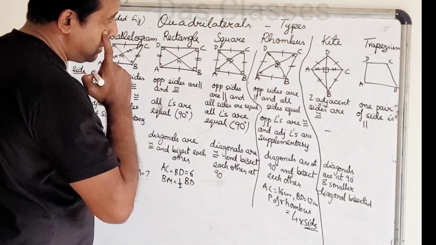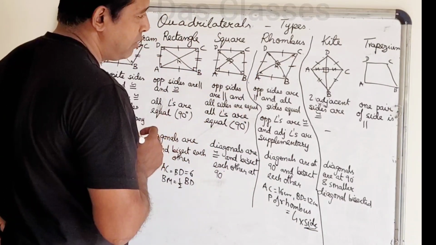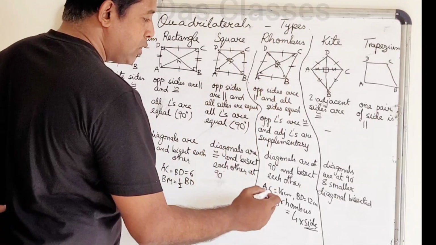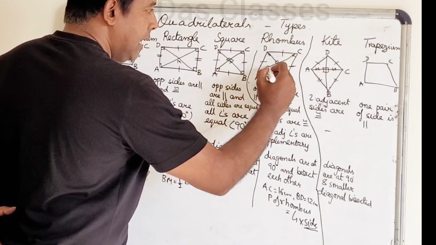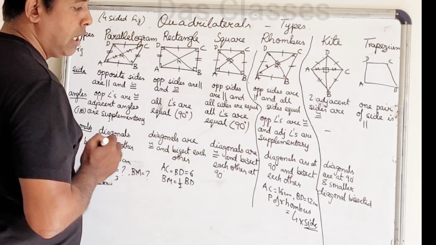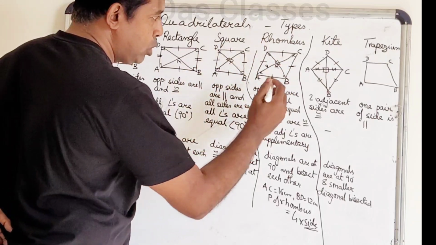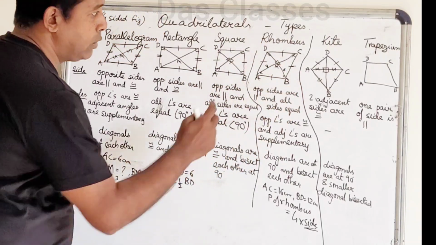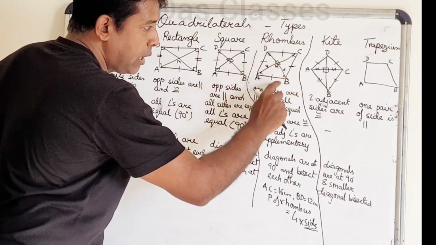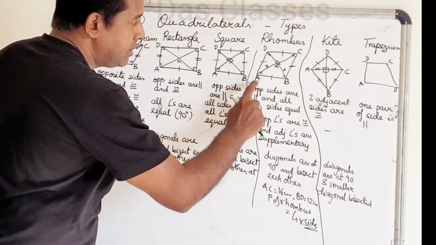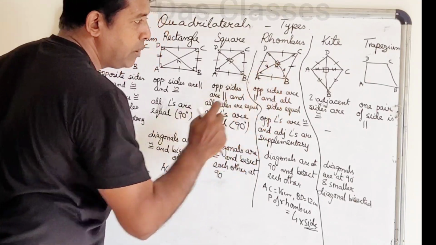Now how can we calculate the side? As you can see from the figure, diagonals bisect. So if AC is 16, AM should be equal to 8, and if BD is 12, that means BM should be equal to 6. So I know AM value, I know BM value, so I'm going to use the Pythagoras theorem, that is hypotenuse square is equal to side 1 square plus side 2 square.